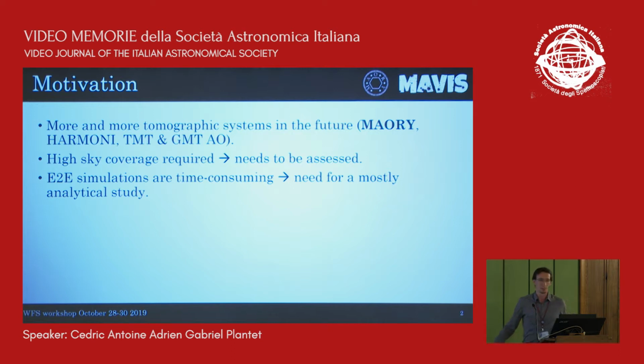Of course, end-to-end simulations are very time-consuming. You cannot do end-to-end simulations for every possible NGS asterism you will have. So we need mostly analytical study. There was already something presented by Benoit earlier, so it's the same work package, I would say.